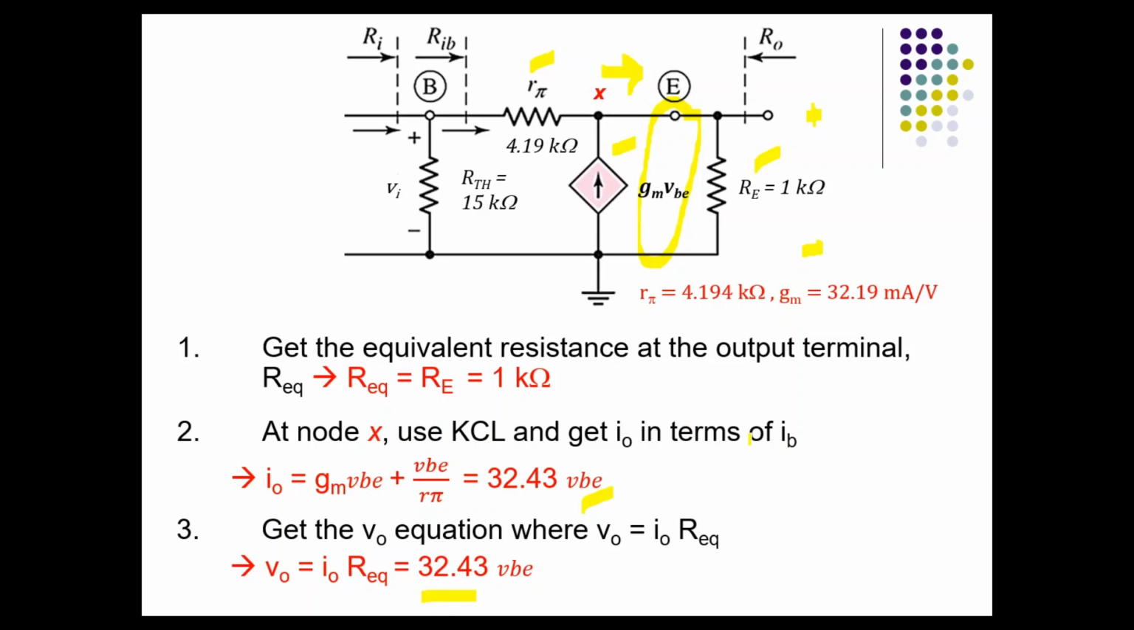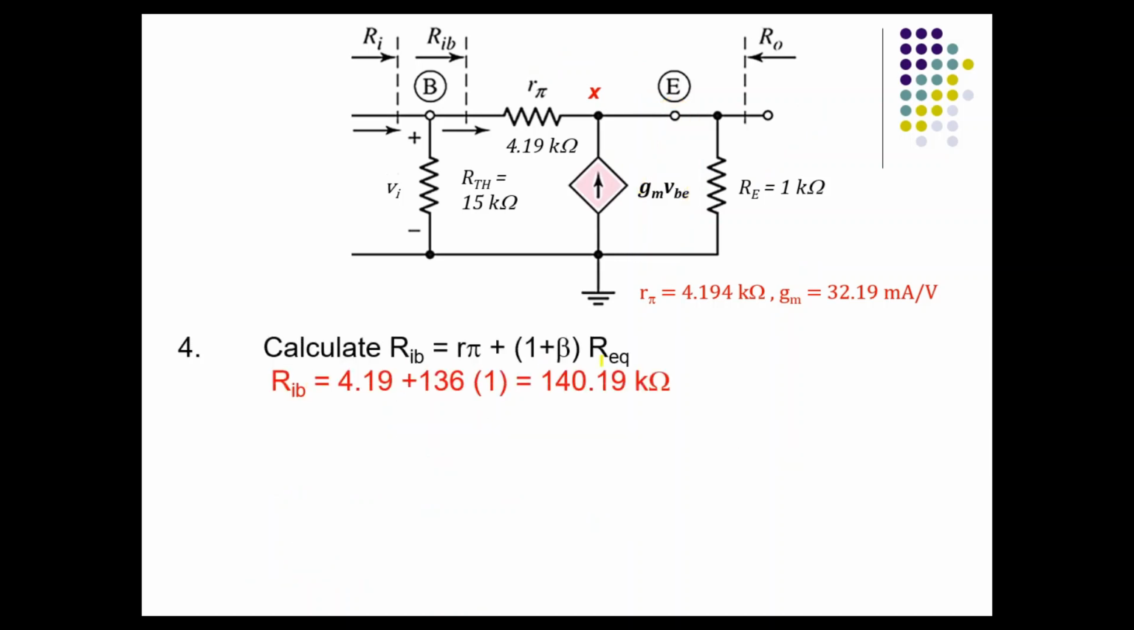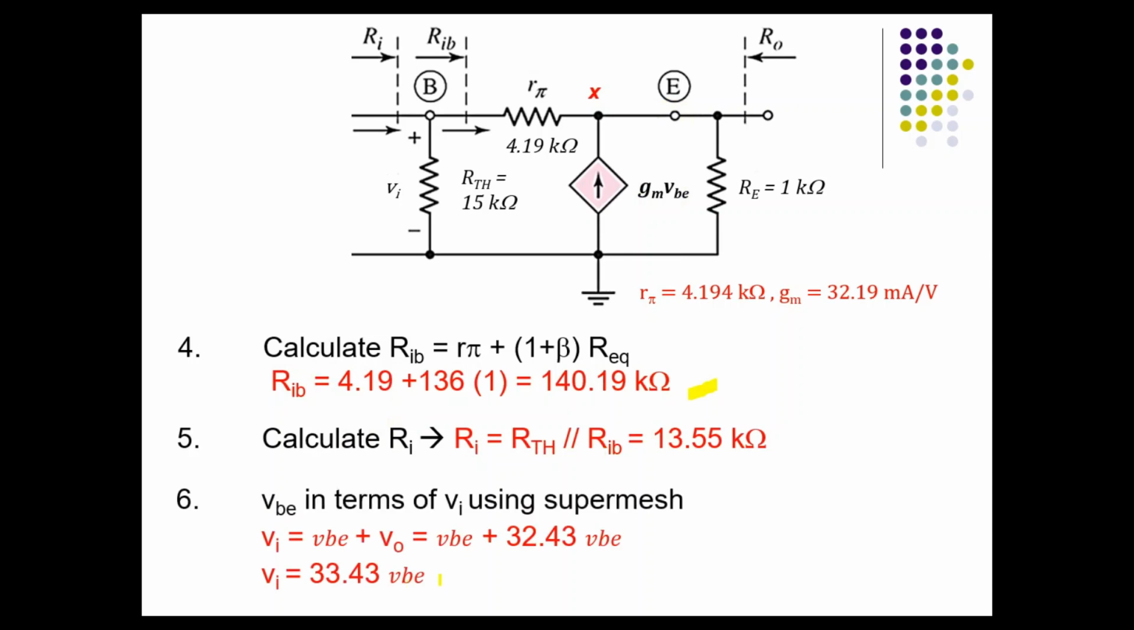So next, for the input side, the Rib, and then the Ri, and finally the supermesh equation, and you obtain Vi equivalent to 33.43.